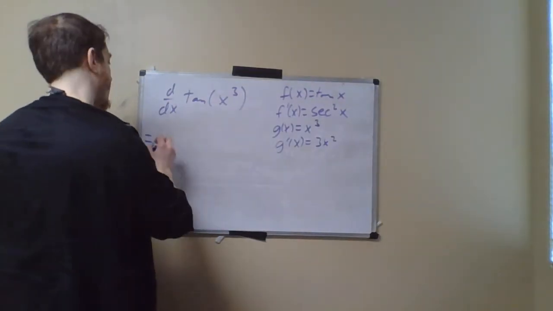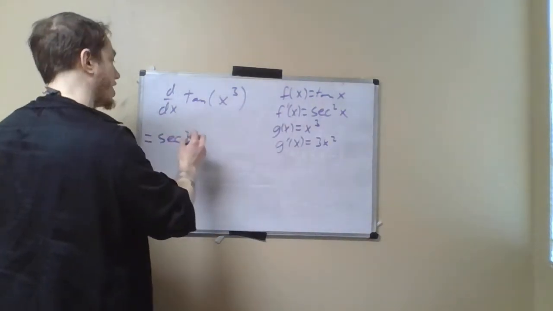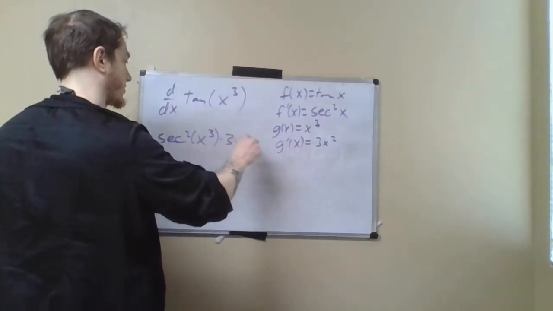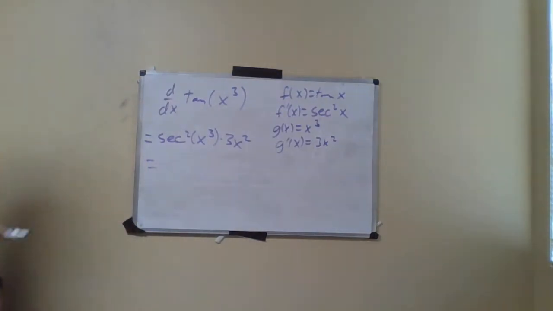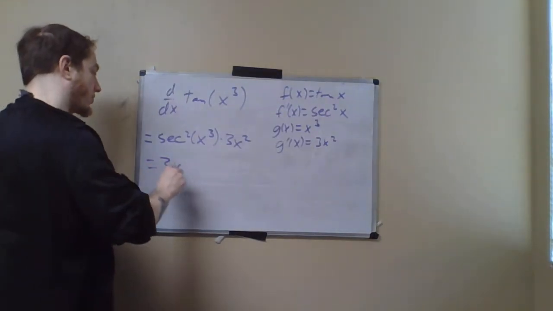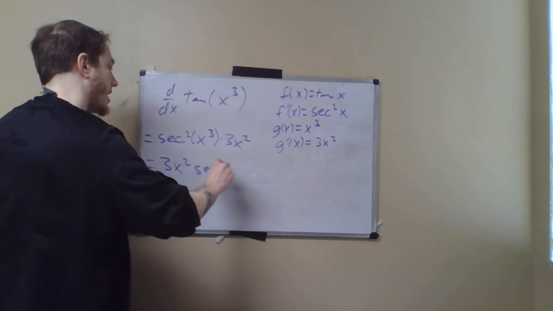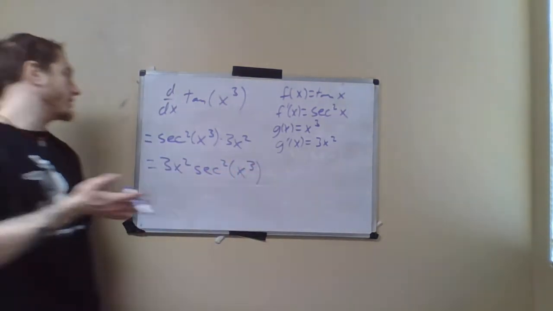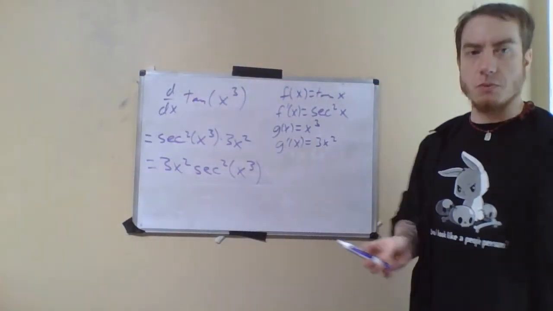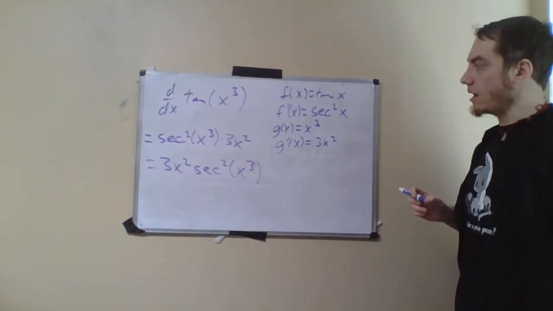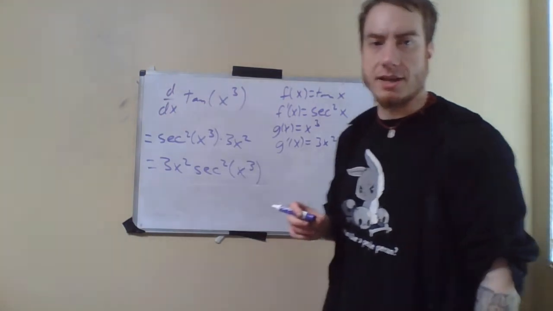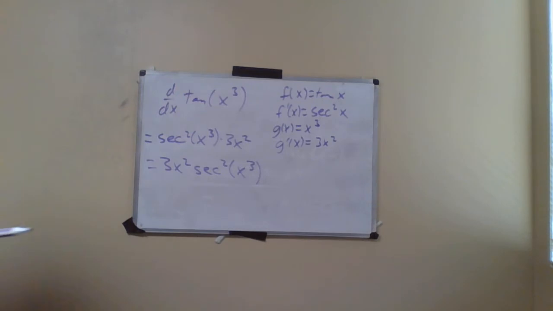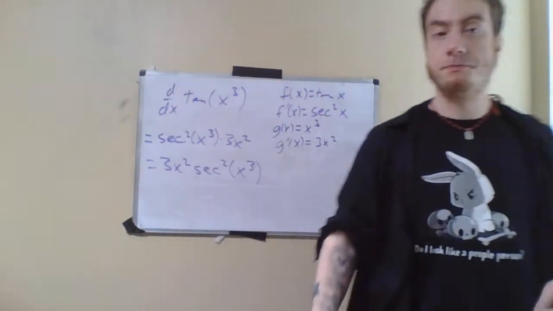So this is going to become secant squared of g, which is x cubed, multiplied by 3x squared. And kind of like we did with that exponential example, we tend to put 3x squared in front and then the secant squared of x cubed after that. Again, this is just a convention that we usually put it in this order. It's not like it's mathematically required or anything like that. So there we go. A nice little example there of taking this derivative.